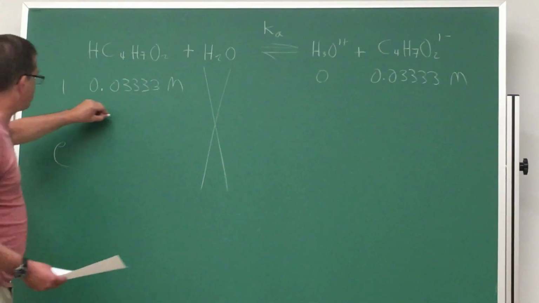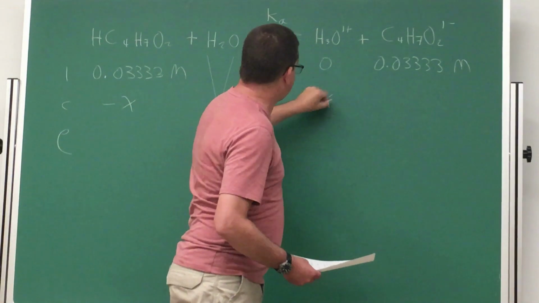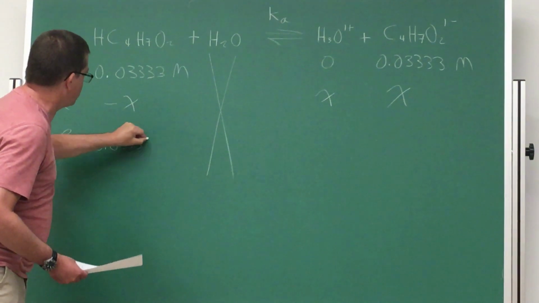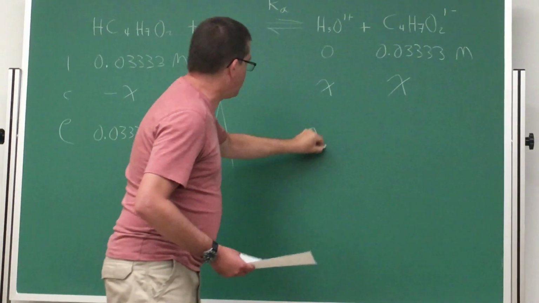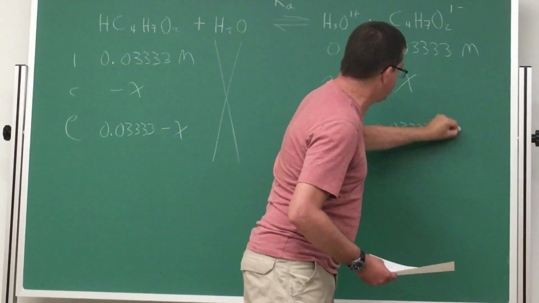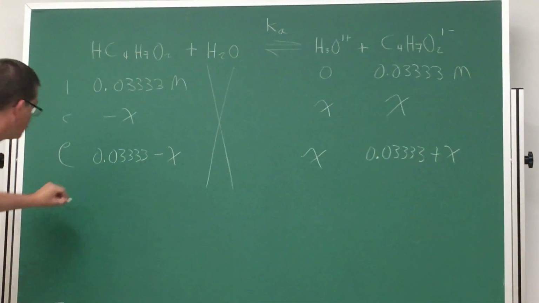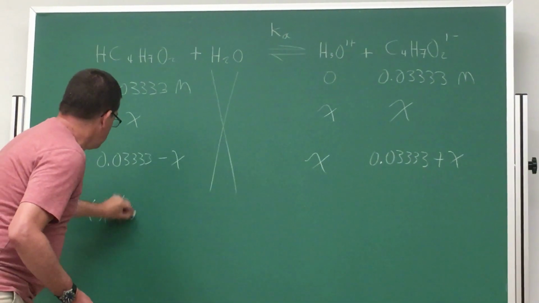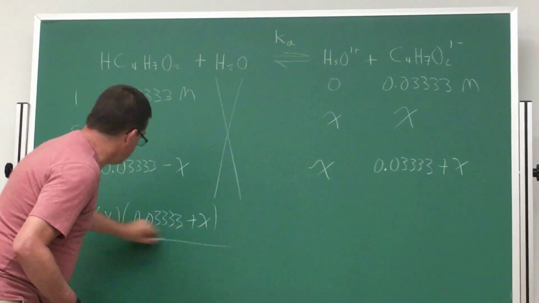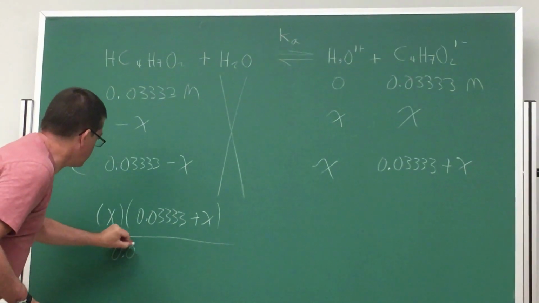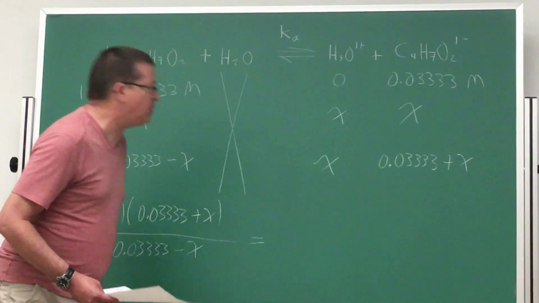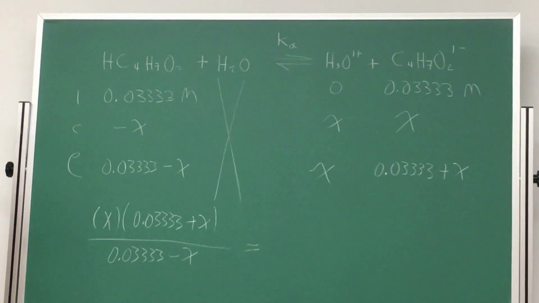Now the reaction has to go to the right. All right, so I have 0.03333 minus X. I got X, and I got 0.03333 plus X. All right, plug everything into the law of mass action. We get X times 0.03333 plus X divided by 0.03333 minus X. And all of that's equal to the Ka, which I gave you in the problem. That's 1.5 times 10 to the minus fifth.